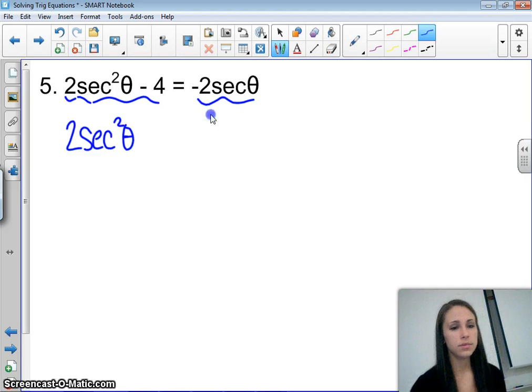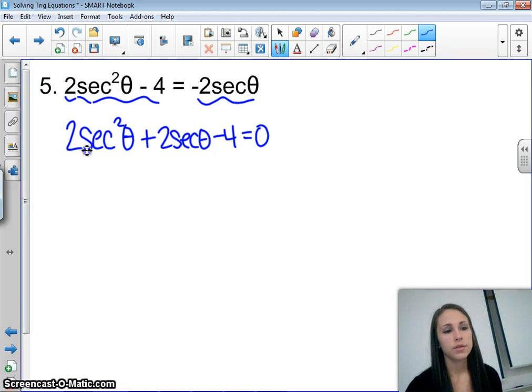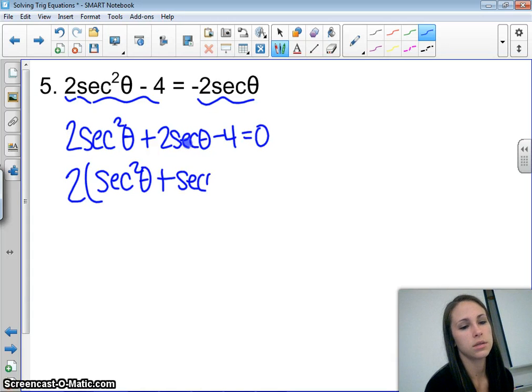So I'm going to subtract or add this 2 secant over to the other side, and I'm going to go ahead and put it in the middle. And so then I've got this. Now, this is going to give me something that I can backwards FOIL. But before I do that, I'm going to make this a little easier by factoring out a 2. So this is going to be secant squared plus secant minus 2. And now I can backwards FOIL.